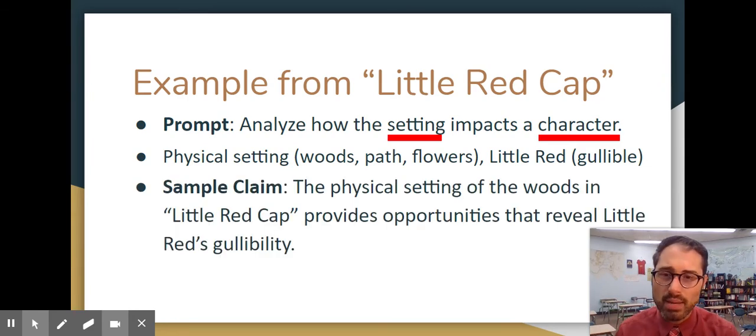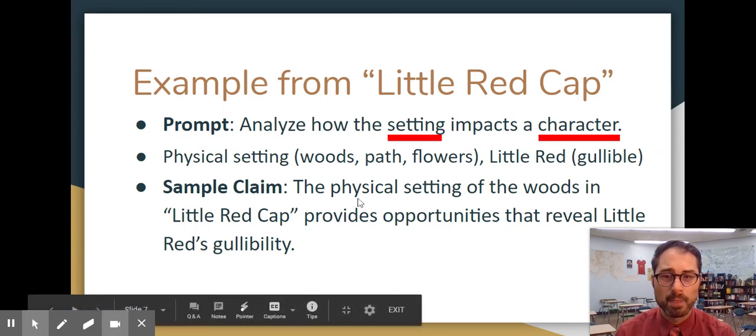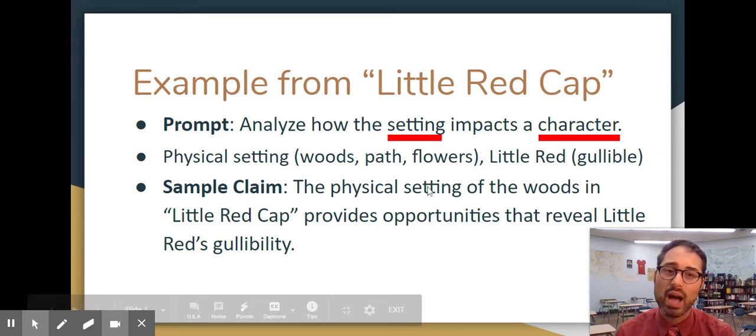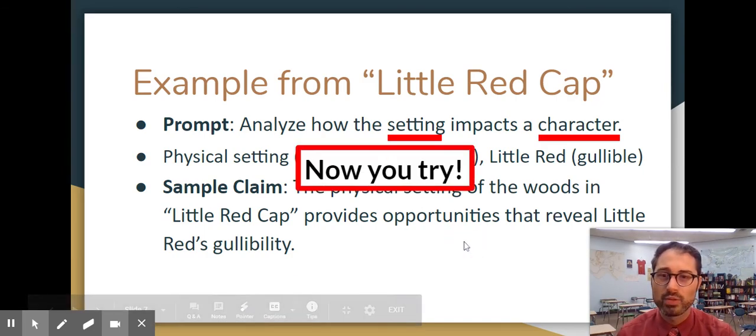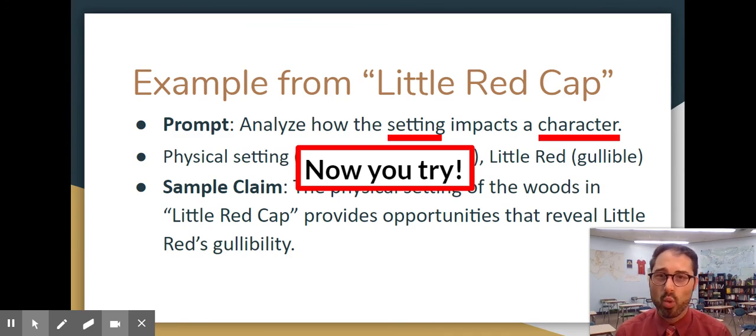So my sample claim is the physical setting of the woods in Little Red Cap provides opportunities that reveal Little Red's gullibility, how she falls for things. So here, analyze how the setting impacts the character. Here's the setting, physical setting, and what is it doing? It's revealing how Little Red is gullible, how she falls for things. So please take a look at your claim. Please take a look at the keywords that you underlined or highlighted, and now try to write a claim of your own.